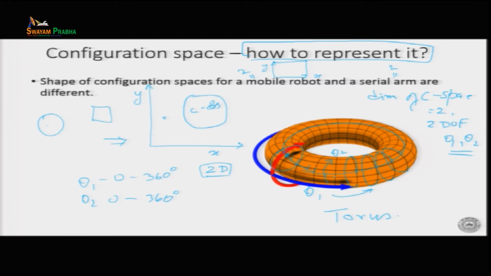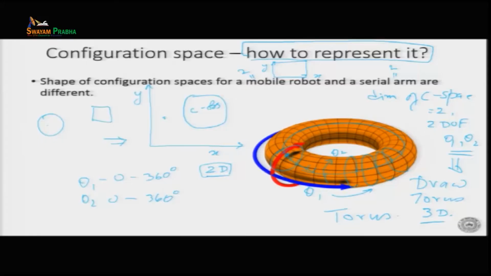So if you look at this torus that I have drawn, it is actually drawn in 3D. This is the drawing of the torus, and it is in 3D actually. So the question of how you can represent C space is very important here. We can represent the C space of a mobile robot in x, y in 2D. The dimension is 2D and you can draw it in 2D, whereas for the serial arm robot, although the dimension, the degree of freedom, is 2, when you are drawing it, you are actually drawing the torus in 3D. You will not be able to draw a torus in 2D.